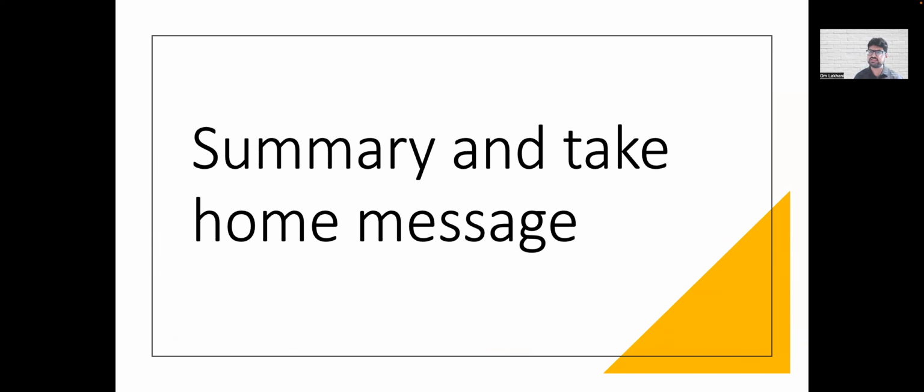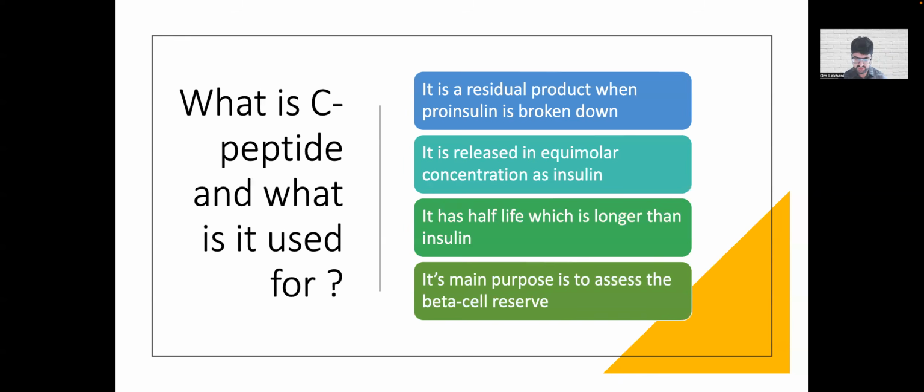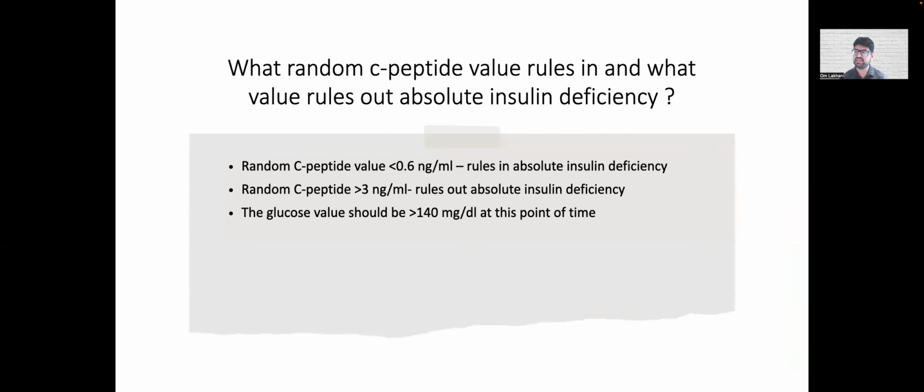Right. So let's summarize some key take-home messages. So what is C-peptide? C-peptide is a residual product when proinsulin is broken down. It is released in equimolar concentration as insulin. It has a half-life which is longer than insulin, and its main purpose is to assess for the beta cell reserve. A random C-peptide is useful.